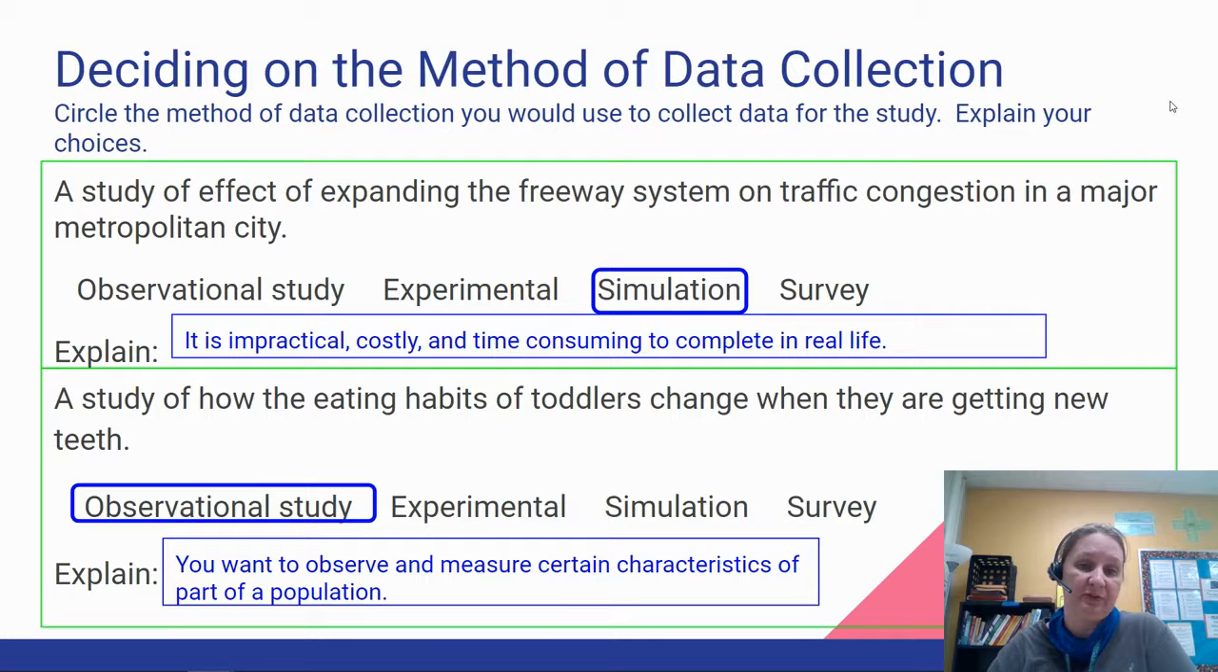You would want to observe and measure certain characteristics of part of the population. So basically, you're going to watch the toddlers as they're eating right about the time when they're starting to get their new teeth and observe facial expressions. Do they shy away from certain types of foods, like certain hot foods or cold foods? Those are the kind of things that you would do, but you would not be interacting with those toddlers. You would just be watching them.